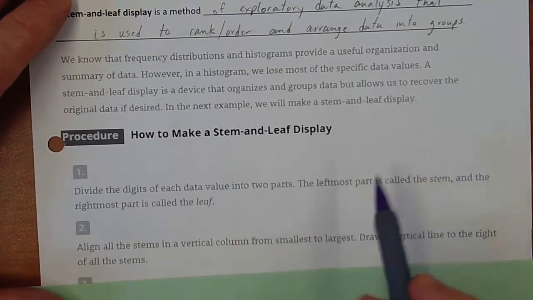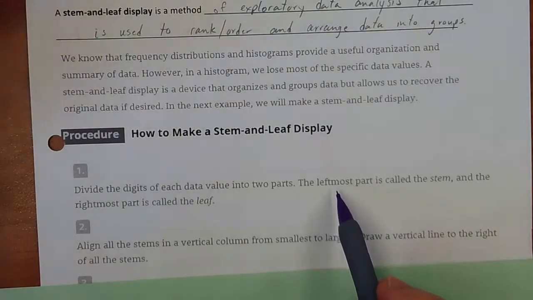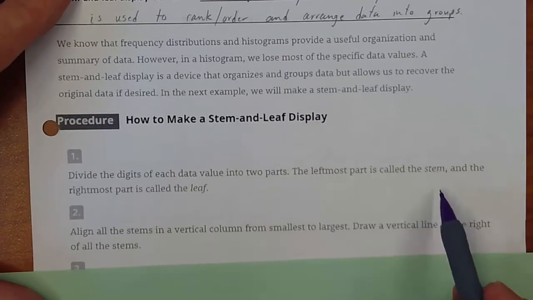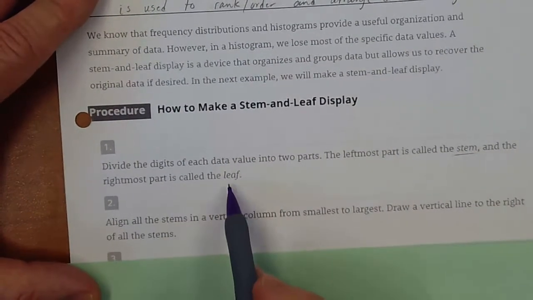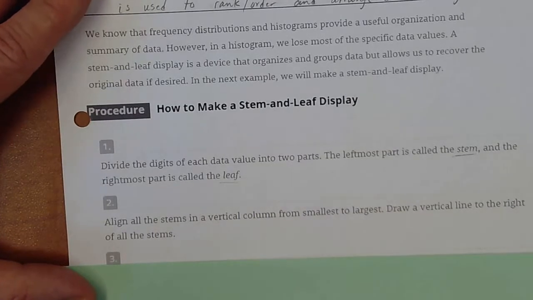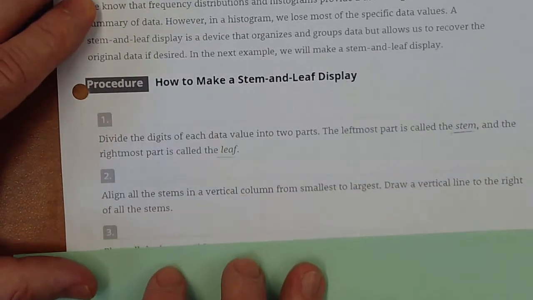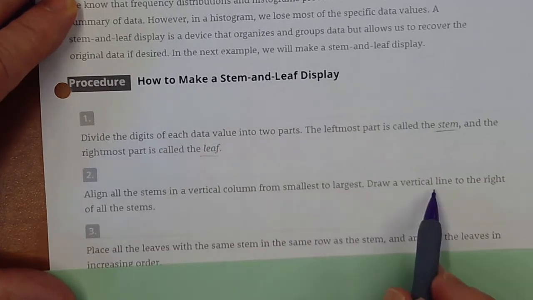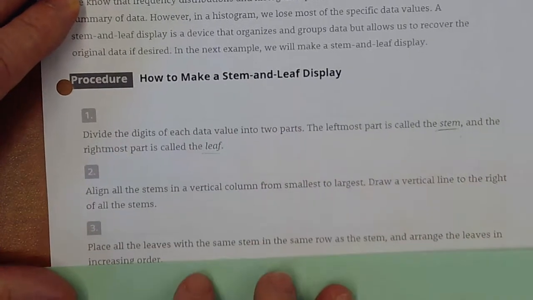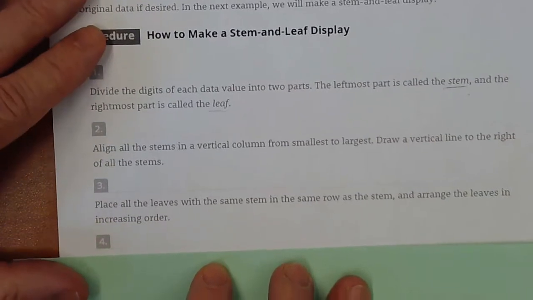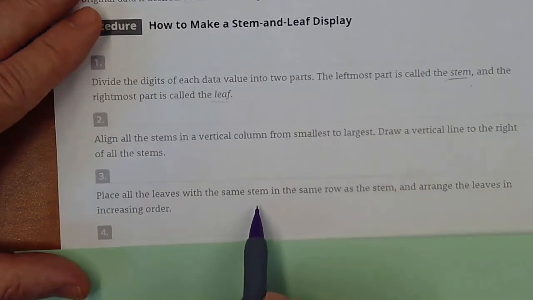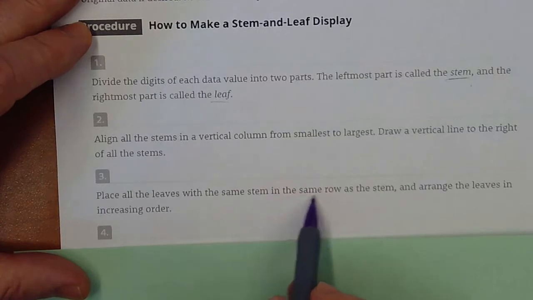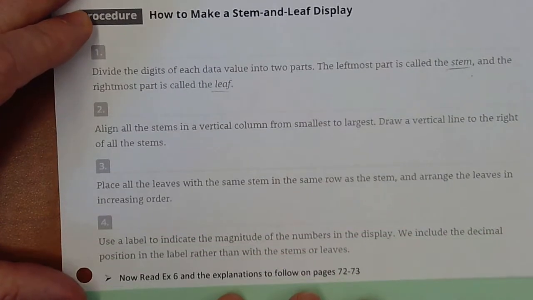All right, the left part of the display is called the stem. That's kind of where it gets its name from. The rightmost part is called the leaf. You always put this in order from smallest to largest. A vertical line separates the stem and leaf. And then if they have the same stem in common, they go in the same row. It's easy to do. Once I show you once, you'll get it.